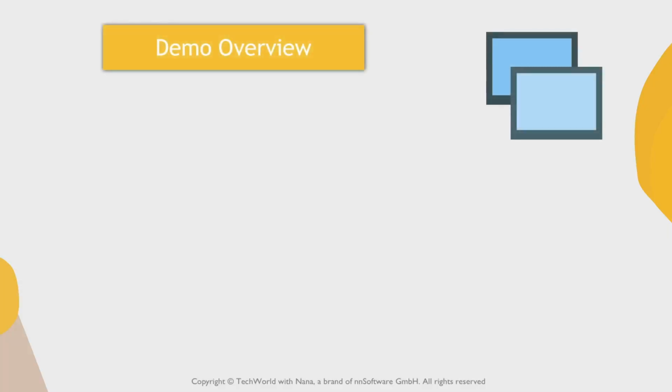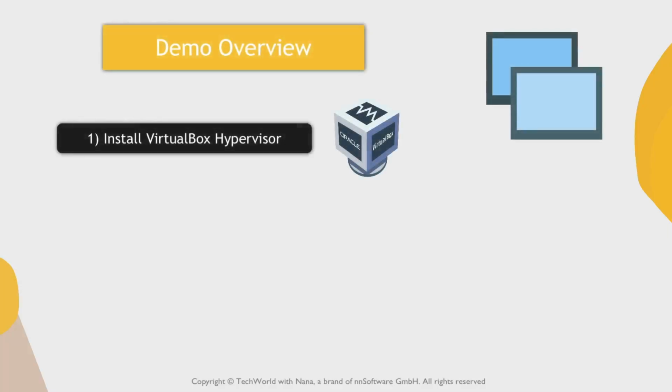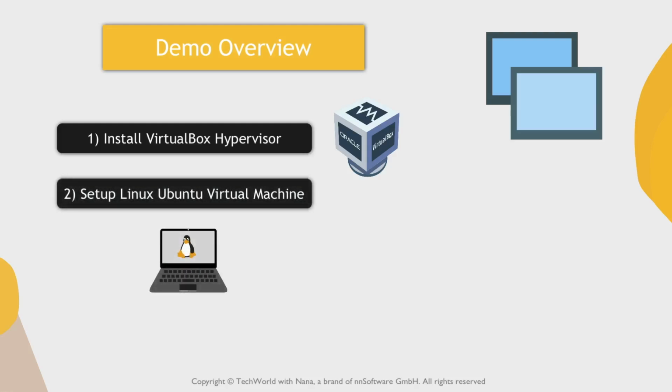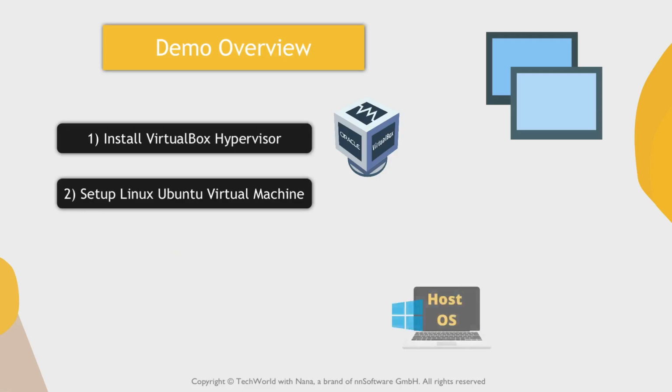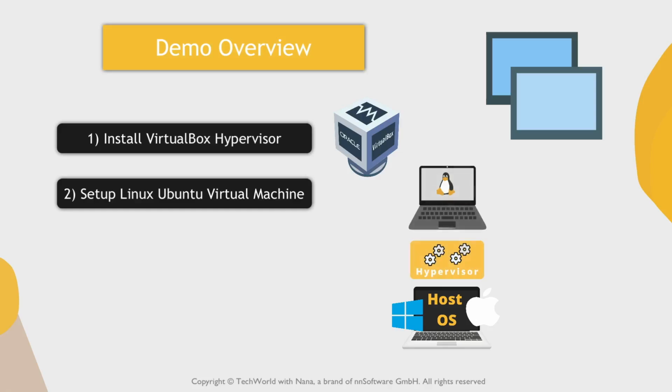In the next video, we're going to install a VirtualBox hypervisor, and then we're going to set up a Linux Ubuntu virtual machine on it. So if you have a Windows machine or Mac OS like I do, you can follow this tutorial to set up a Linux virtual machine.